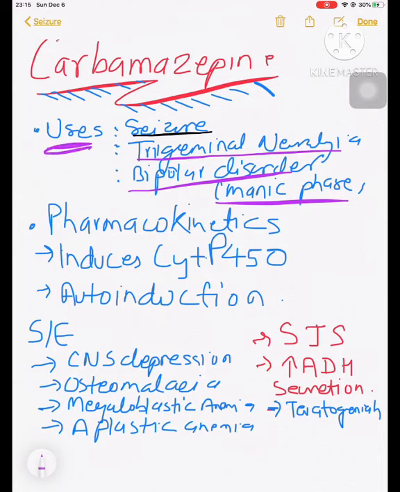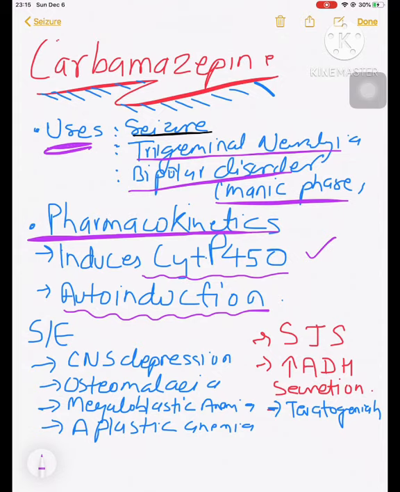Moving on to the pharmacokinetics. Similar to phenytoin, it induces the cytochrome P450 enzymes. But one interesting thing is that it also induces its own metabolism due to this cytochrome P450 activity. Carbamazepine induces this enzyme, in turn increasing the rate of metabolism of carbamazepine itself, thus decreasing its duration of action.